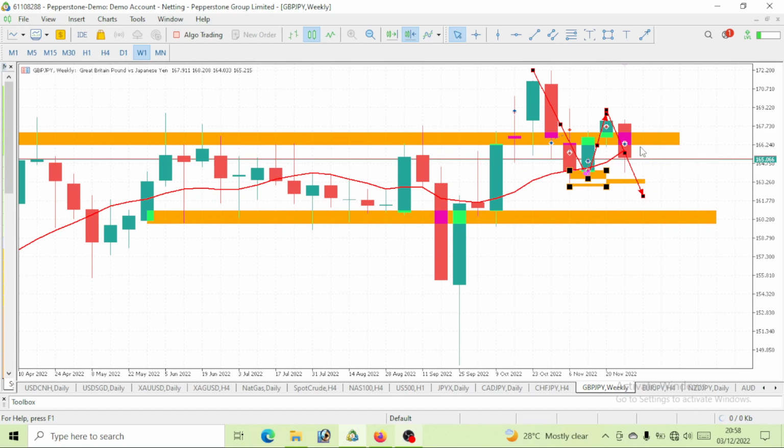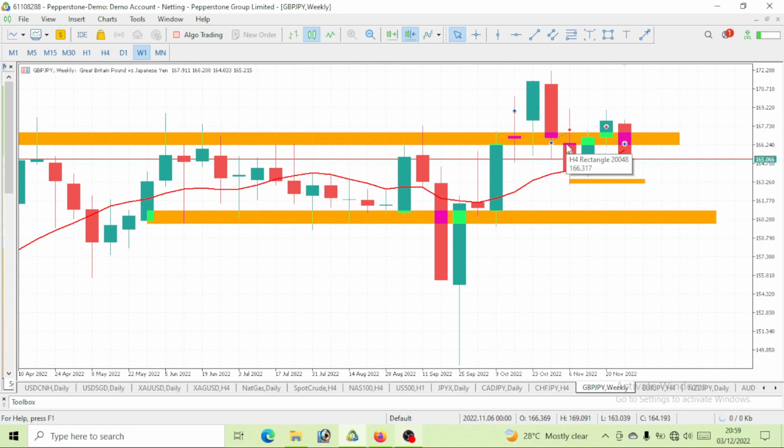So this week, we should be expecting at least 200 pips, or a minimum of 180 pips. We should watch out for a bearish move of 180 to 200 pips this week. So for GBPJPY, we expect this bearish move to be made and break this previous low. On the weekly time frame, we are still expecting a bearish move.